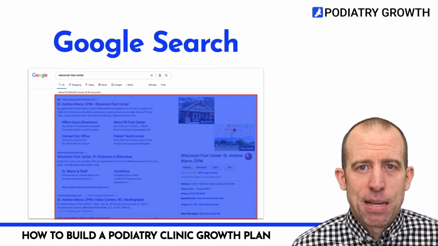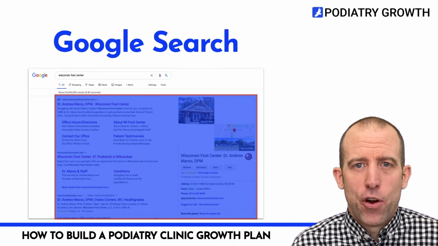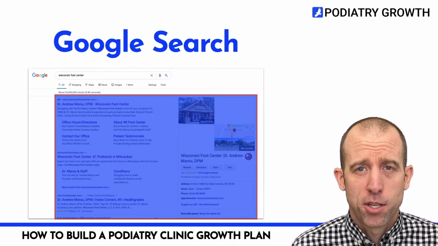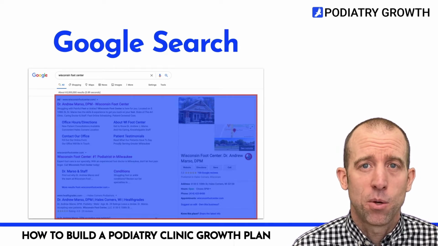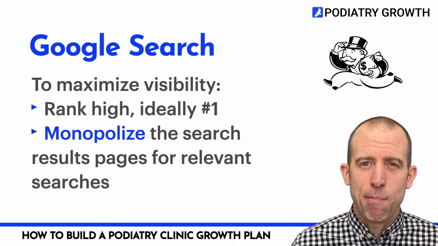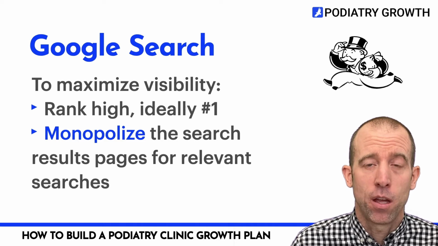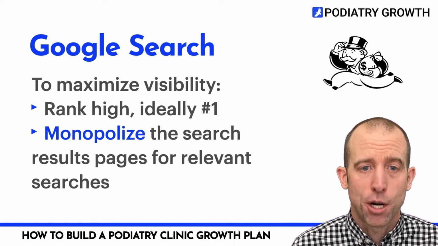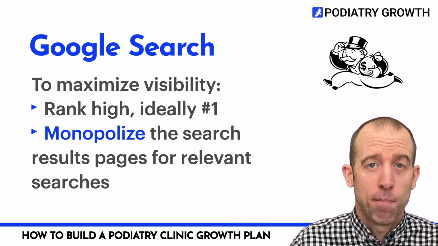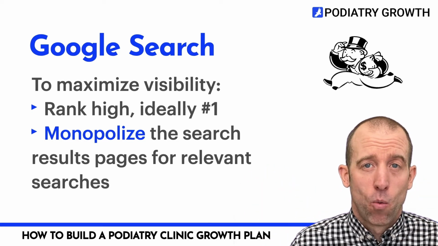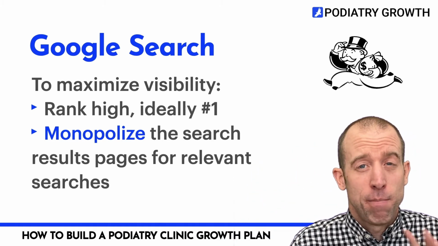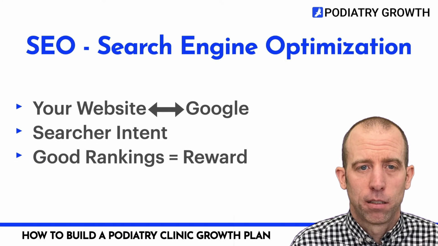Otherwise, if you're ranking on page 2 or page 3, they won't know that you exist. So you really need to work on making sure you show up in Google search. Like I mentioned, ideally you're the number 1 result for the keywords that are most important to your practice. And you really want to basically monopolize the keywords and monopolize that page on Google, whether it be in the ad section, the map section, or what's called the organic section, to make sure your clinic has maximum visibility.